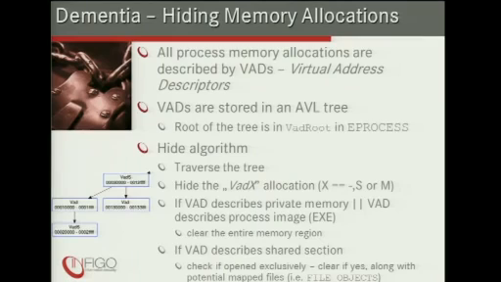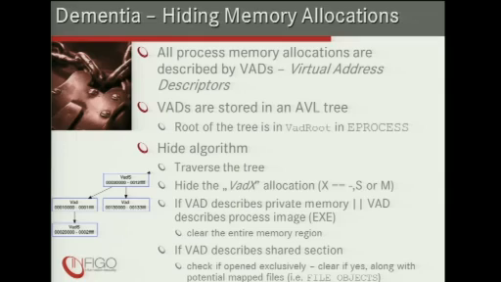For memory allocations, it turned out that it's rather easy, because all process memory allocations are described by virtual address descriptors. These are some simple kernel-level structures that describe memory ranges that are allocated by any process. These VADs are organized in a self-balancing binary tree called an AVL tree, and the root of this tree is stored inside the EPROCESS block, and it's called the VAD root. The hide algorithm is rather simple.